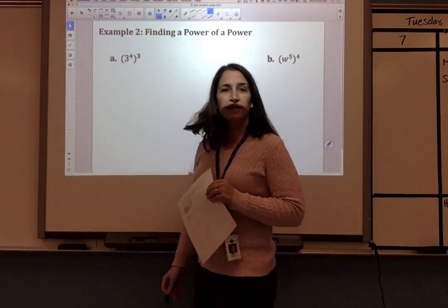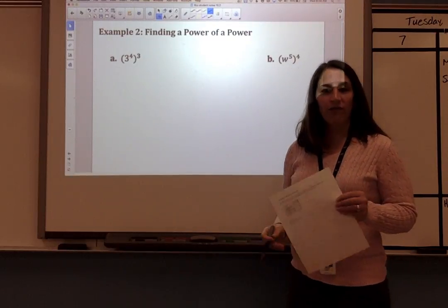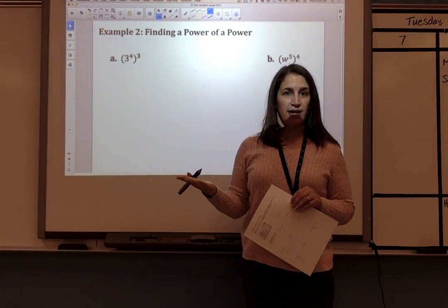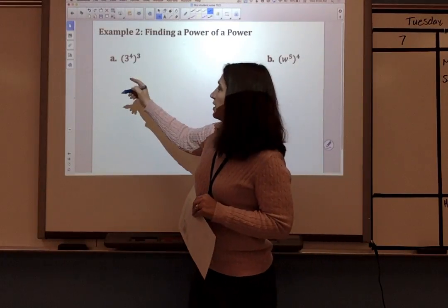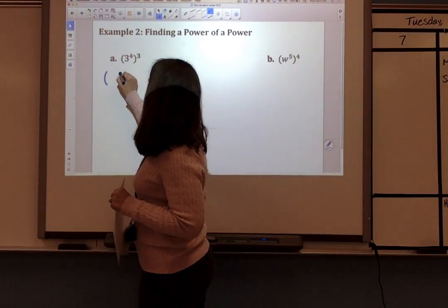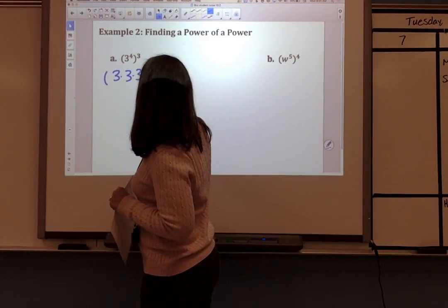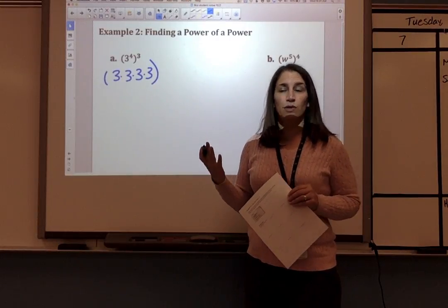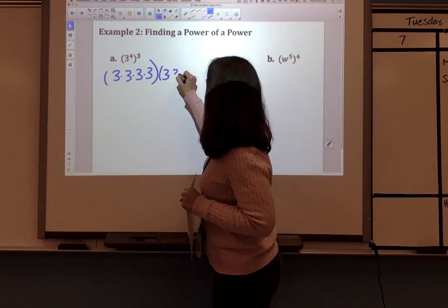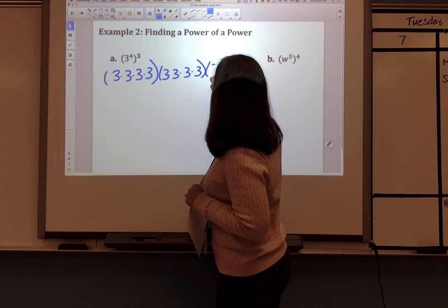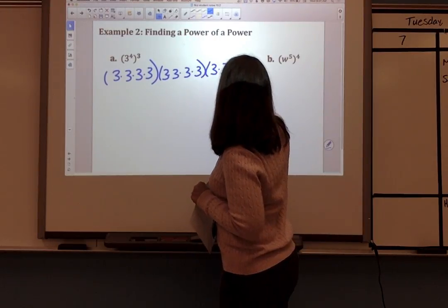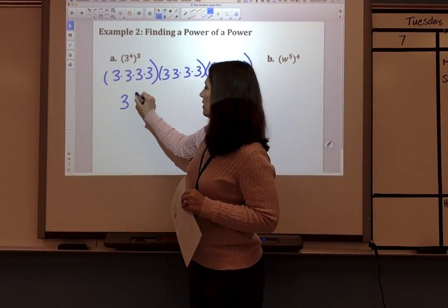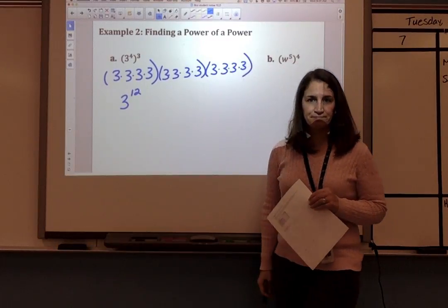All right, next example, let's do the power of a power property. So here we have 3 to the 4th power and that whole power taken to the 3rd power. So let's write this one out in expanded form. We have 3 to the 4th, that's 3 to the 4th, and then we're going to take that whole thing to the 3rd power. So in total, we have 12 3s, or 3 to the 12th power.